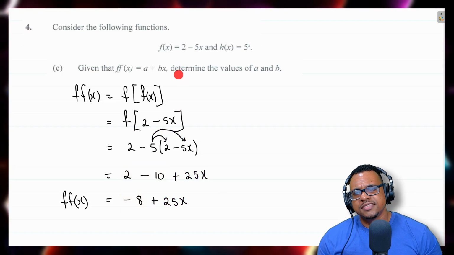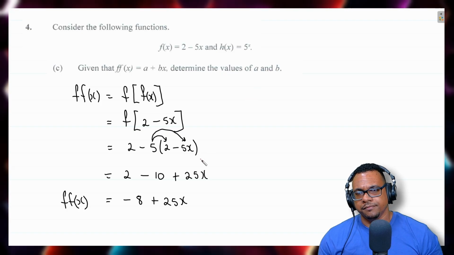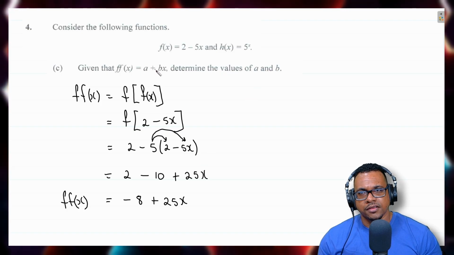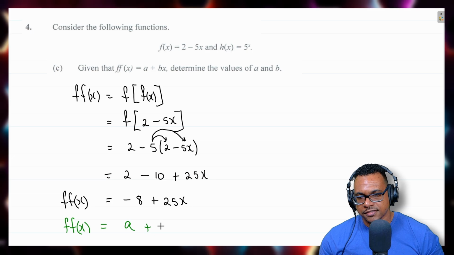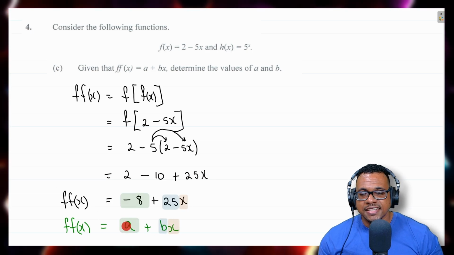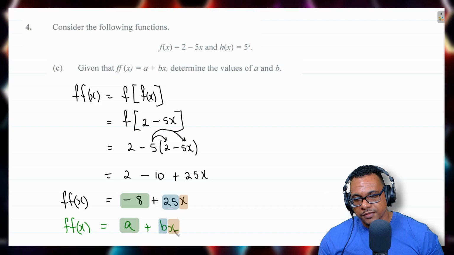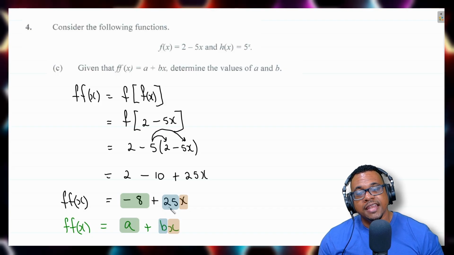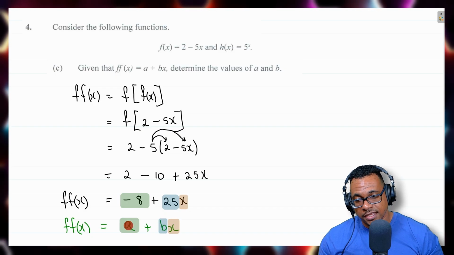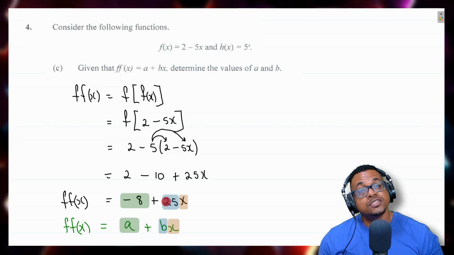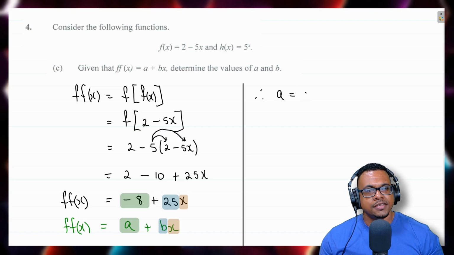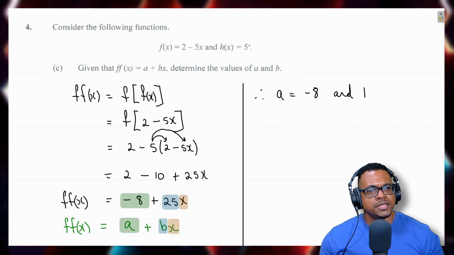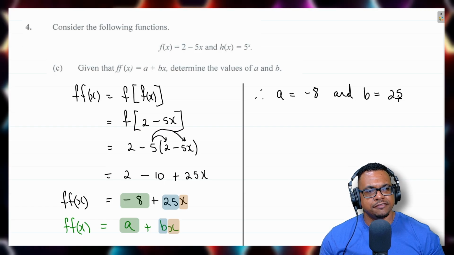Now remember, they want us to determine the values of a and b. So if we put this form a plus bx, f of f of x is equal to a plus bx, we can see that the a lines up with the negative 8. We see the x lines up with the x here, and therefore the b lines up with 25. That means a is equal to negative 8 and b is equal to 25. So therefore, a is equal to negative 8 and b is equal to 25.